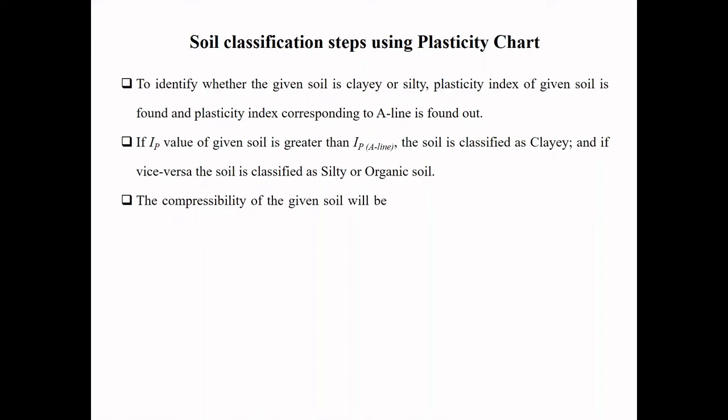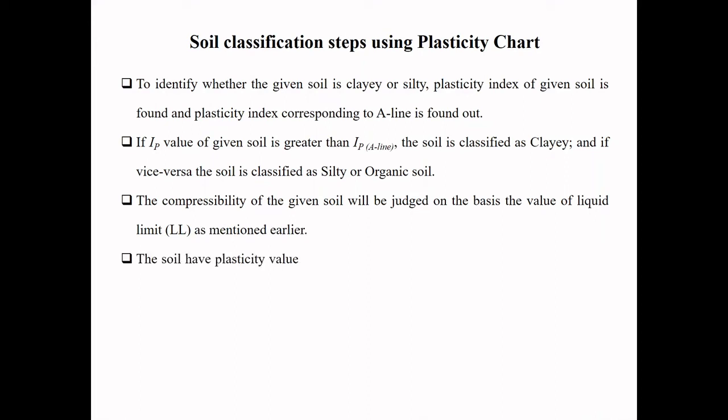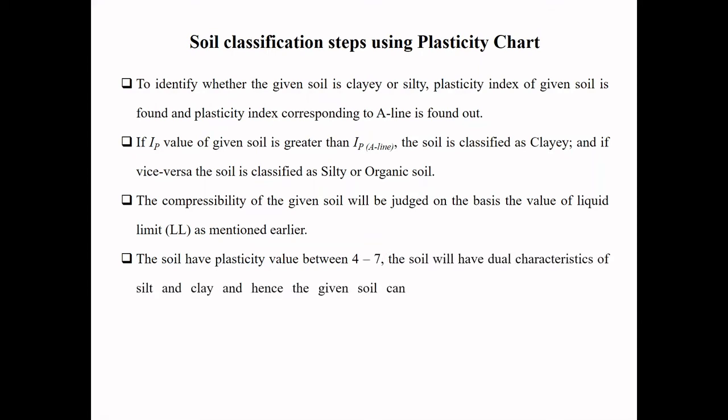The compressibility of the soil will be judged on the criteria that are already mentioned. Soils having a plasticity index between 4% to 7% are said to have the dual characteristics of both silty and clay, and hence it is called silty clay with low compressibility, that is CL-ML.